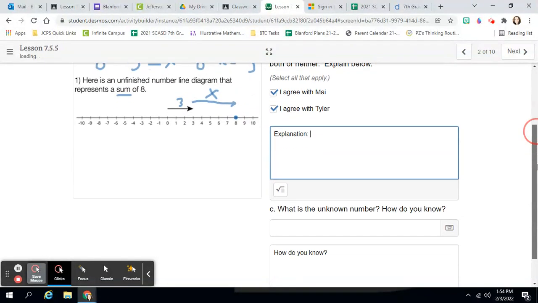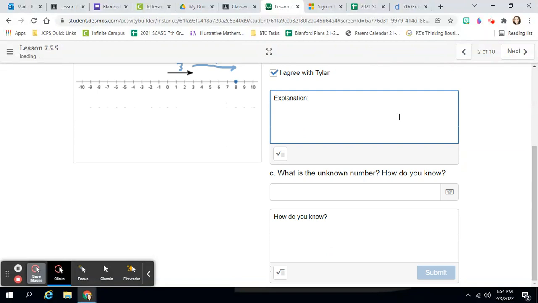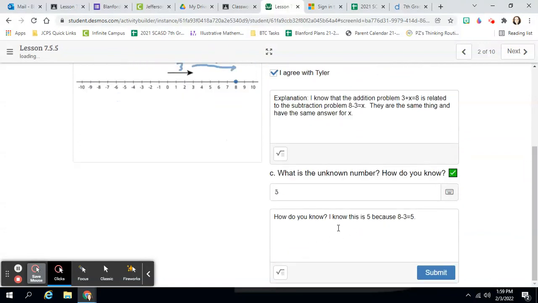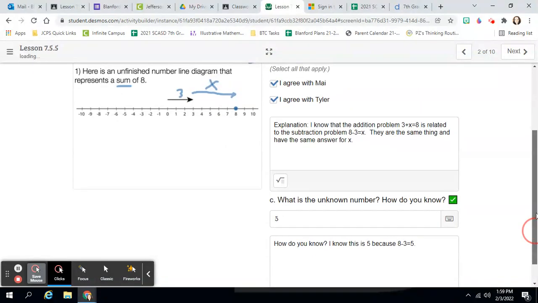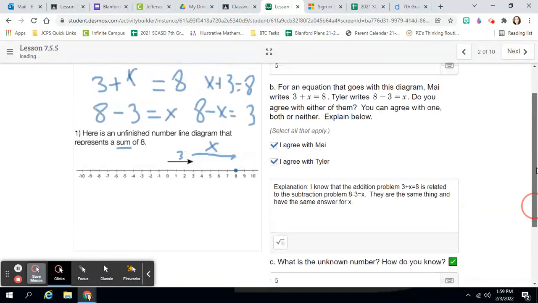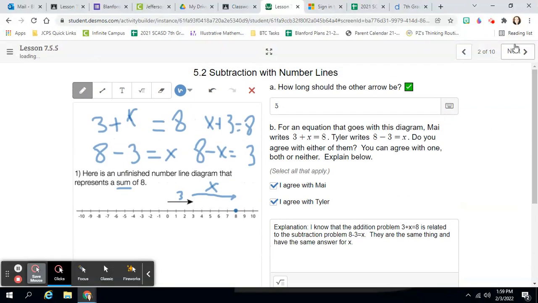And what's the unknown number? I want you to pause and write in what you think that should be. So I added in my explanation for what we just did here. And now I just went ahead and typed in that we knew that it was 5, right? Just from the beginning, we knew that we went up 5 from 3 to get to 8. And I knew this because of Tyler's problem, right? 8 minus 3 is 5. So that's how we knew what to do.